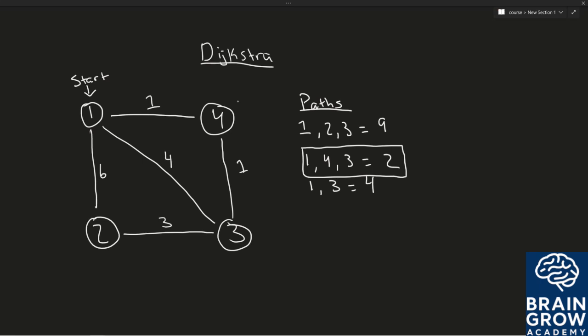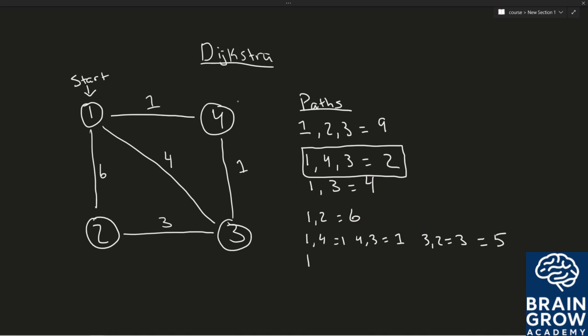Well, what if we wanted to go 1 to 2? So we could go 1, 2, and that would equal 6. We could go 1 to 4, and that equals 1. And then we can go 4 to 3, and that equals 1. And then we can go 3 to 2, and that equals 3. So then we would be 3 plus 1 plus 1, and that equals 5.